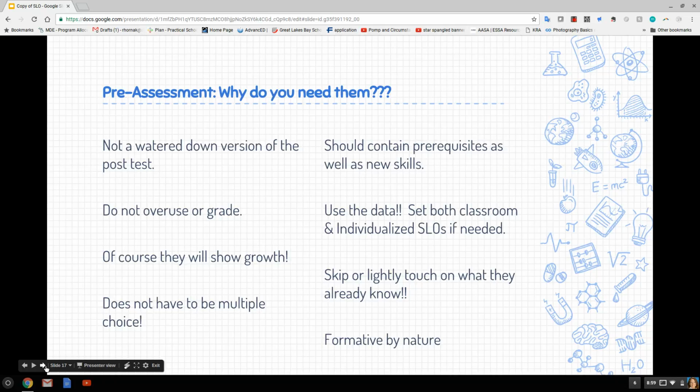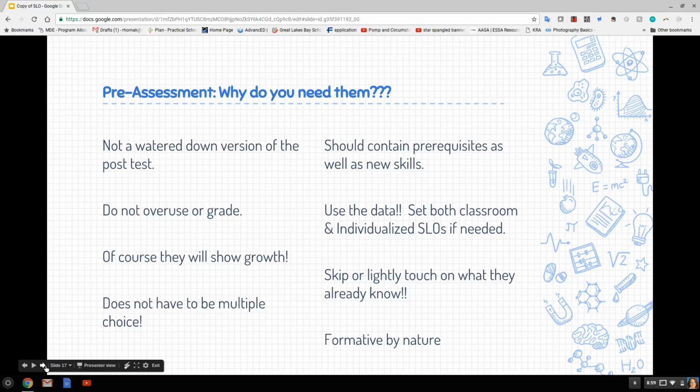I think this is where a lot of teachers struggle. Any sort of pre-assessment or sample of student work that gives teachers information as to their students' ability and knowledge before the learning begins is a pre-assessment. Should contain prerequisites as well as new skills. And most importantly, the teachers need to use the data.